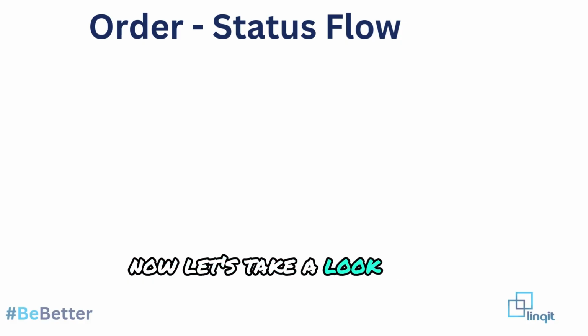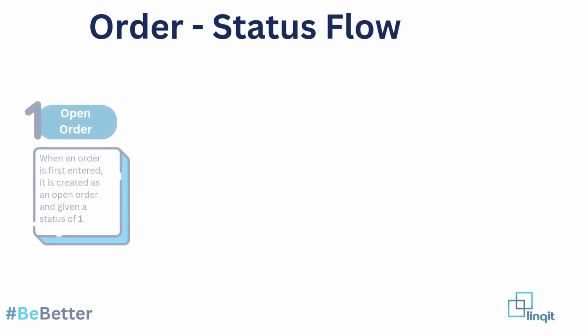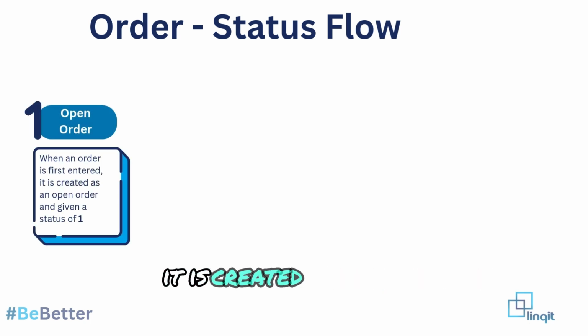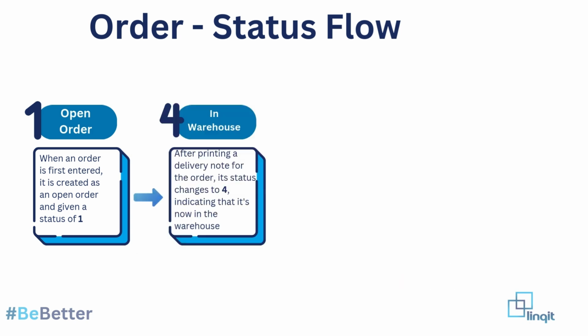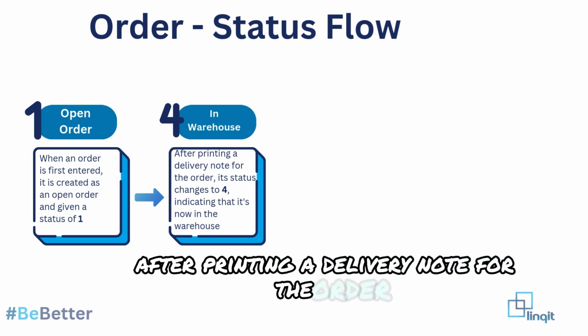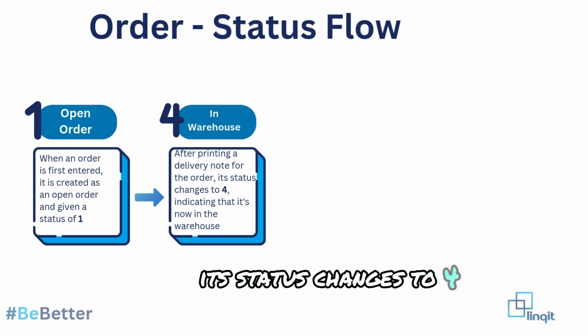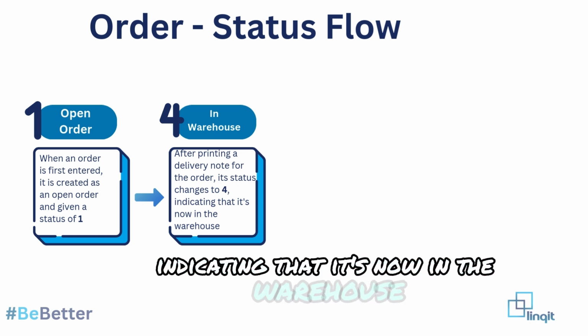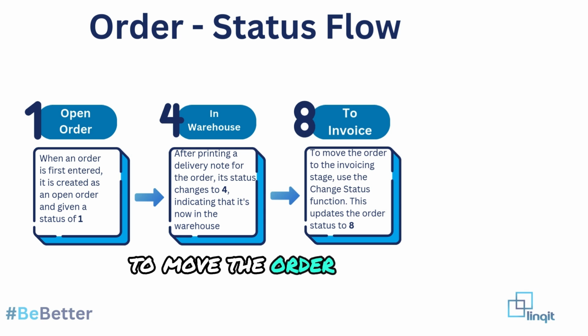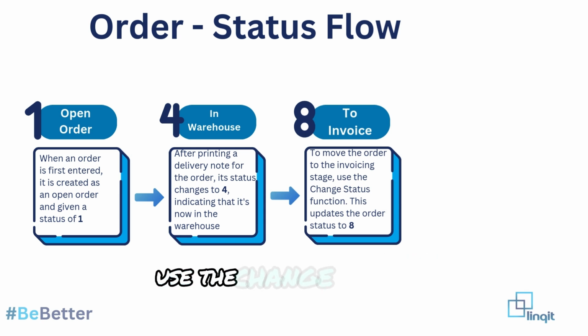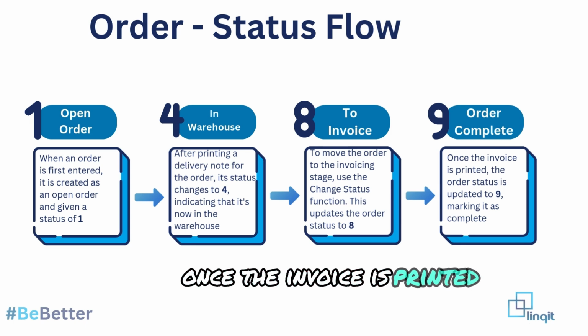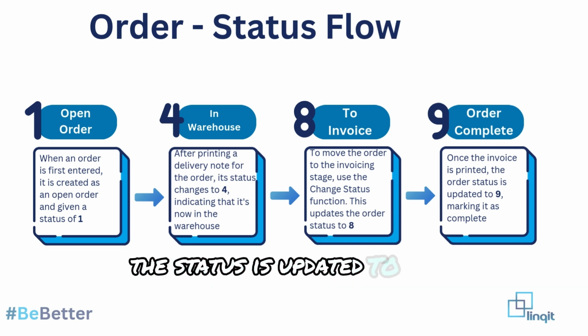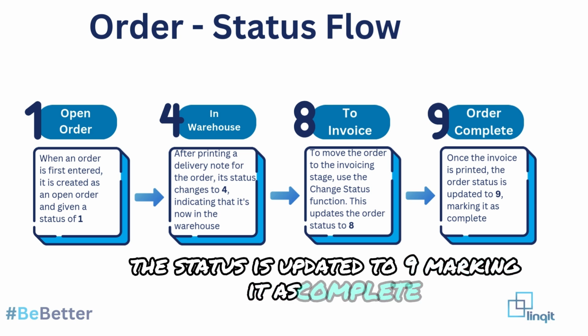Now let's take a look at the order status flow. When an order is first entered, it is created as an open order and given a status of 1. After printing a delivery note for the order, its status changes to 4, indicating that it's now in the warehouse. To move the order to the invoicing stage, use the Change Status function. This updates the order status to 8. Once the invoice is printed, the status is updated to 9, marking it as complete.